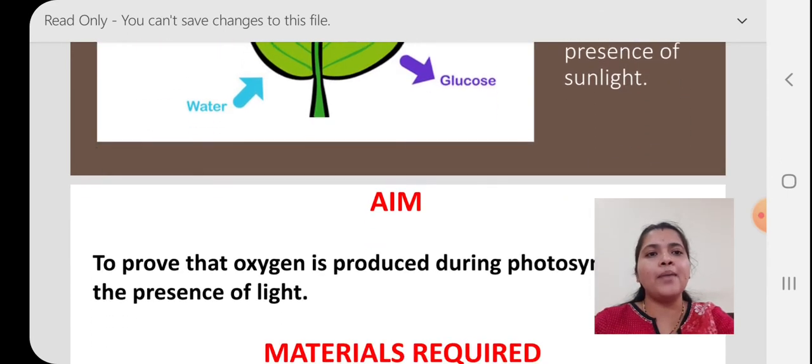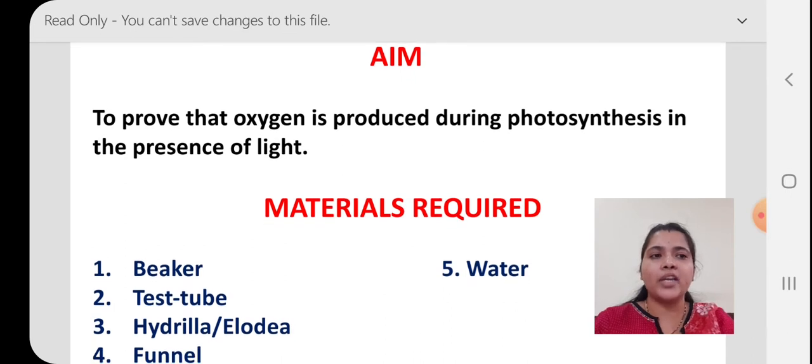So coming to the aim of the experiment. The aim of the experiment is to prove that oxygen is produced during photosynthesis in the presence of light. What are the materials required? They are a beaker, a test tube, hydrilla or Elodea plants, which are aquatic plants, a funnel, and water.